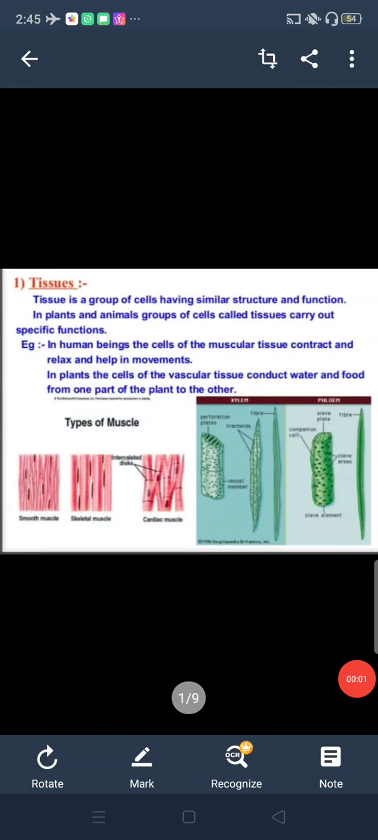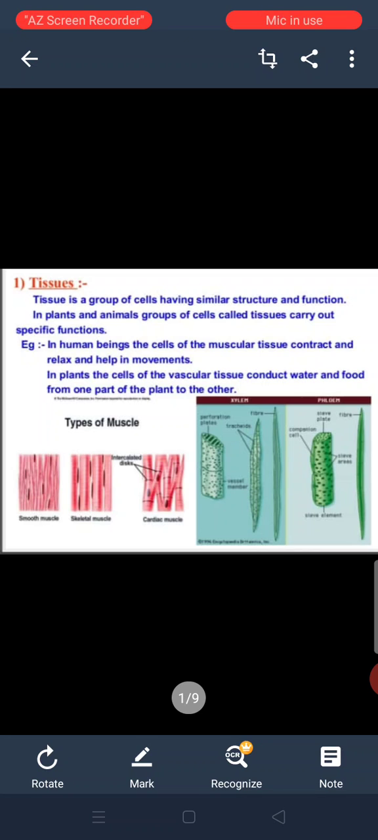Hello students, today we are going to study about tissues. Tissue is a group of cells having similar structure and function. In plants and animals, groups of cells called tissue carry out specific functions. For example, in human beings, the cells of the muscular tissue contract and relax and help in movements.